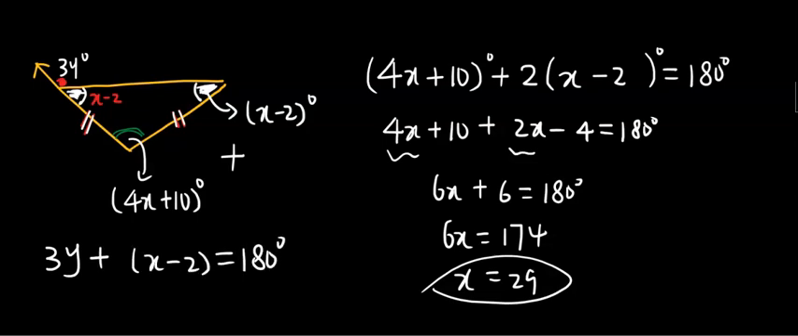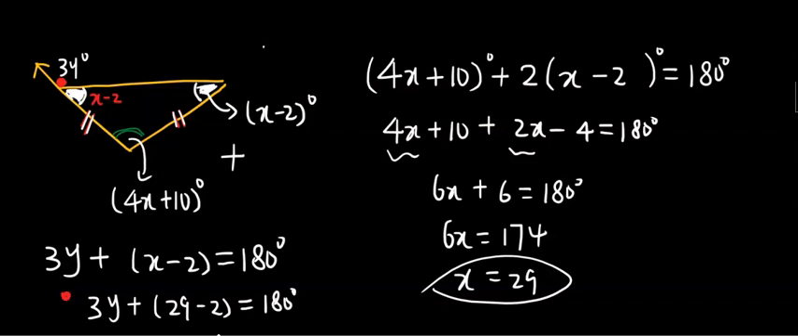What is happening? This is happening. You see this red dot angle is 3y degrees. You see this white one, I put a white one here. These two guys, they are linear pairs. Linear pairs is a straight angle. Straight angle is 180. All right, we just found x is 29. We can use this. We can say 3y plus 29 minus 2 is 180.